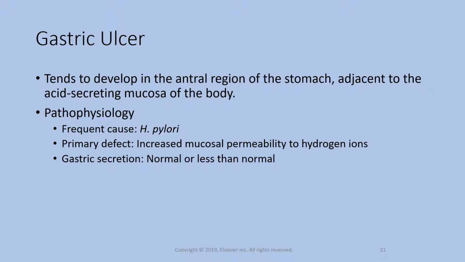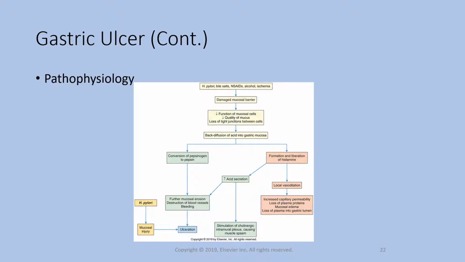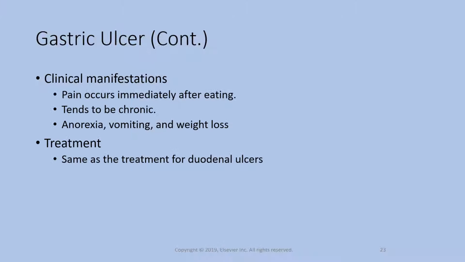Trends in development are in the antral region of the stomach and the adjacent acid-secreting body. Pathophysiology is usually H. pylori. The antral region is in the stomach itself. The primary defect is increased mucosal permeability to hydrogen ion, with gastric secretions normal or less than normal. This is how H. pylori interferes with the mucosa, along with mucosal damage from non-steroidal and other agents. Clinical manifestation is pain immediately after eating, tending to be chronic, with anorexia, vomiting, and weight loss.